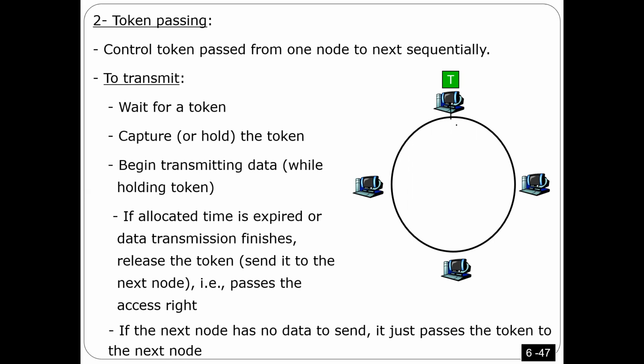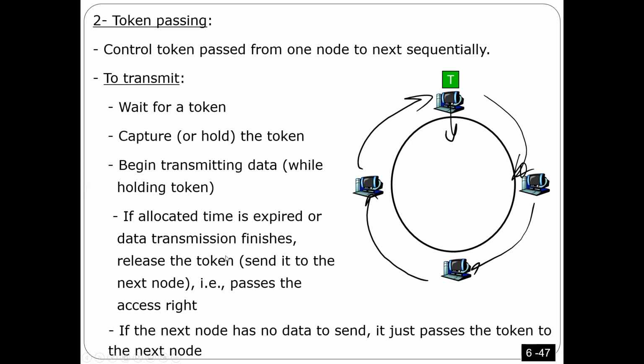For example, if you have too much data to transmit, you can transmit only for a certain time, or you can transmit one frame, and then you give the chance for others to transmit. After that, you have to wait for your turn. So it's like a turn. Now you have to wait for the token. You have to capture or hold the token. While holding the token, you can transmit data.